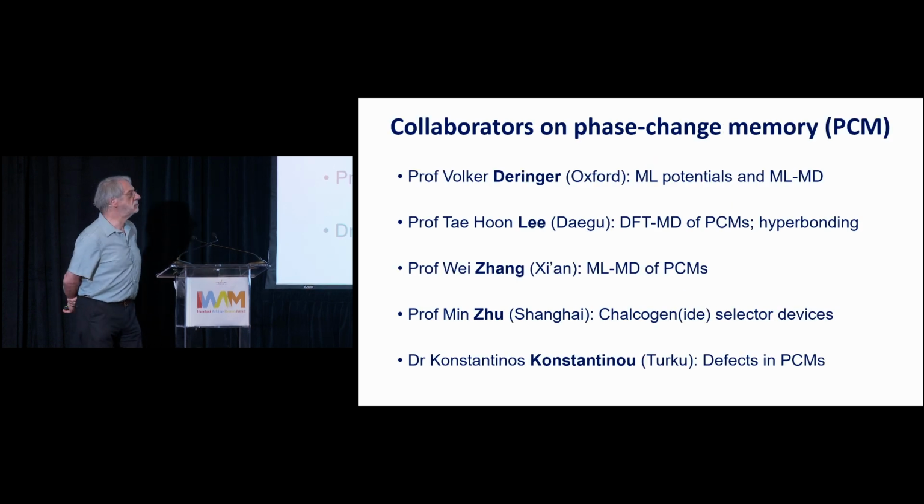So before I carry on, I'd just like to acknowledge the people who did the work. The group in Oxford, Volker Deringer, machine learned potentials and the molecular dynamics associated with that. Colleague Tai-Hoon Lee in Daegu in South Korea, hyperbonding model, DFT calculations, Wei Zhang and Xian on molecular dynamics using machine learned potentials, and Min Zhu and his group, experimental group, actually looking at selector devices. I'll talk about those, and Kostas Konstantino in Finland, who did the work on defects.